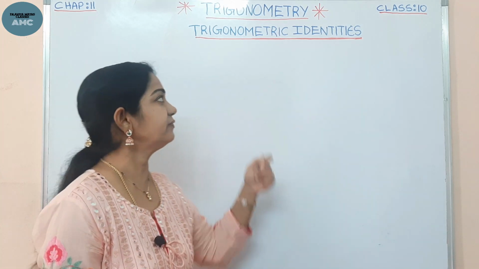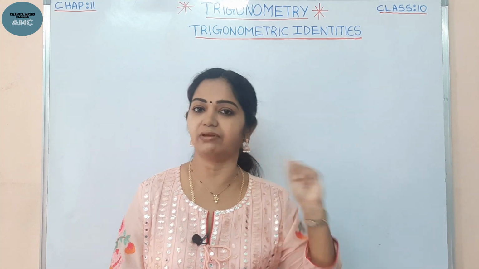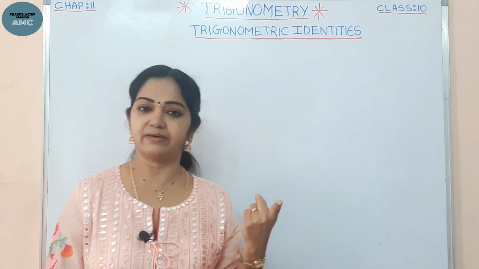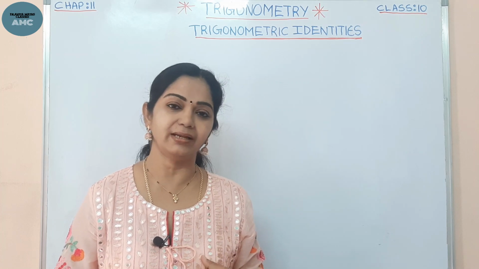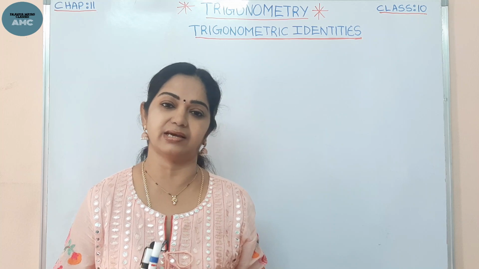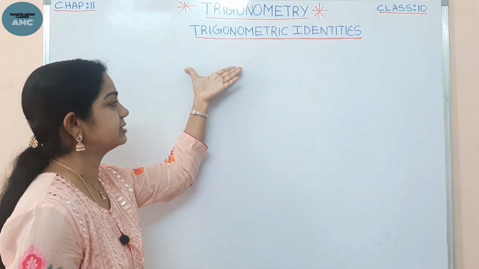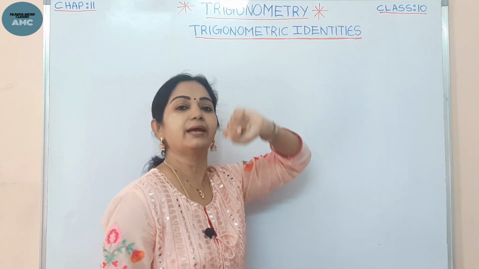Now here, today we are going to deal with the trigonometric identities. Now let's have a quick recap of the previous ones. We have studied the trigonometric values, the trigonometric ratios, complementary angles and also the exercise problems. Today in the trigonometric identities, now what do you mean by an identity?